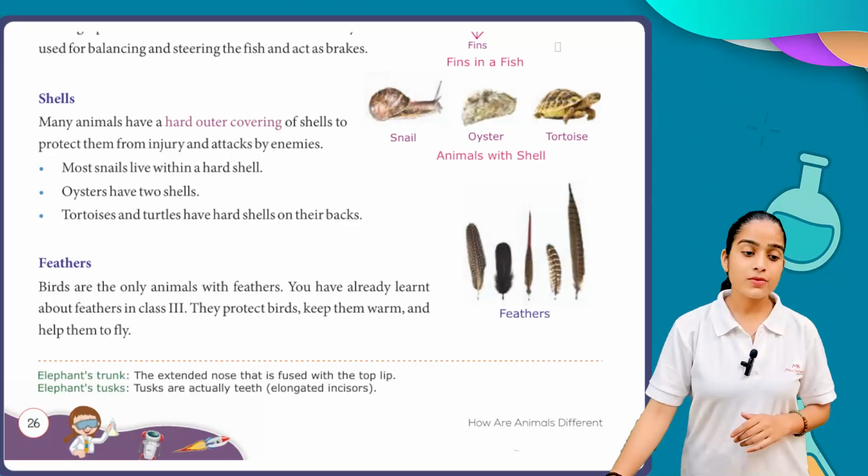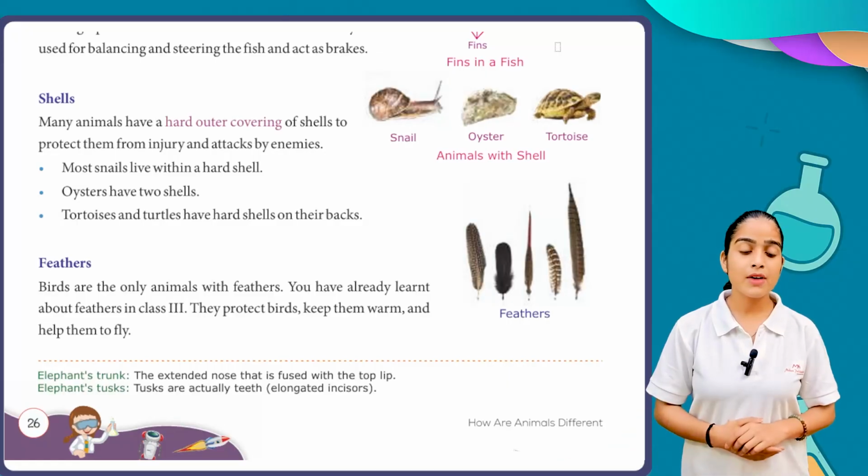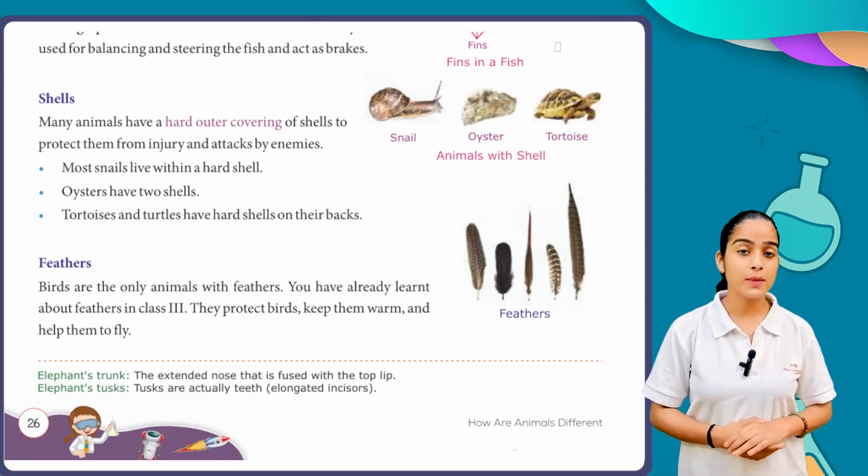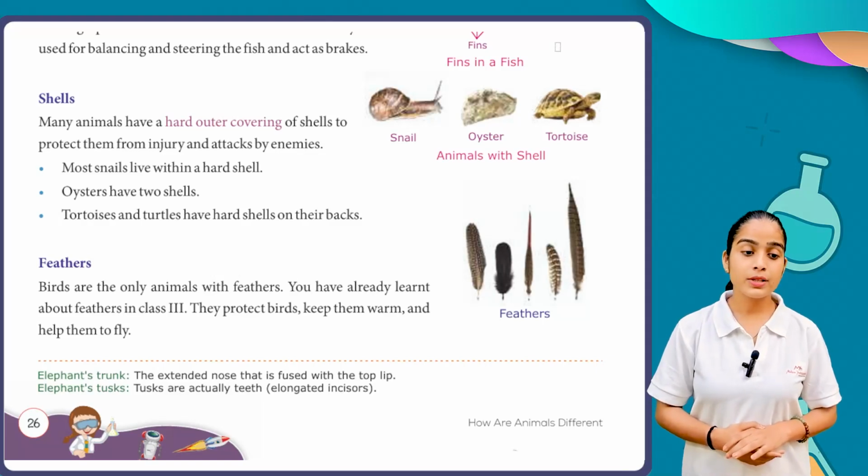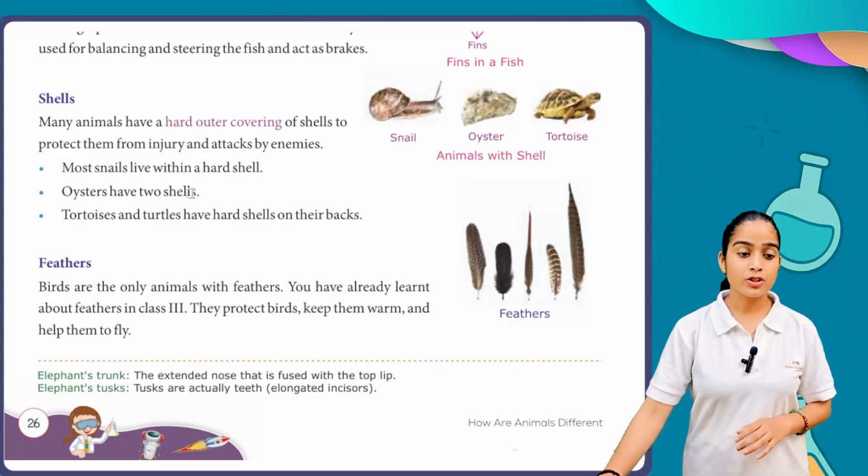Okay. Next we have shells. Many animals have a hard outer covering of shells to protect them from injury and attacks by animals. Most snails live within a hard shell. Oysters have two shells, and tortoises and turtles have hard shells on their back.